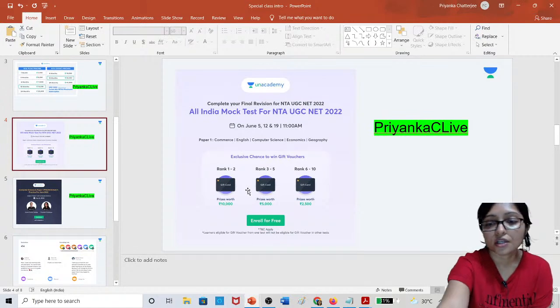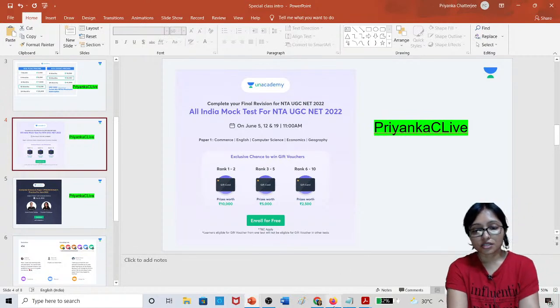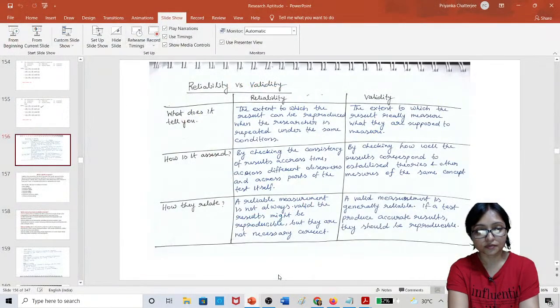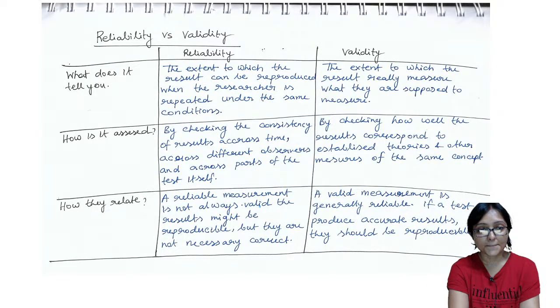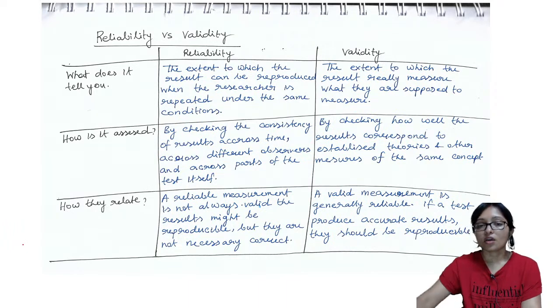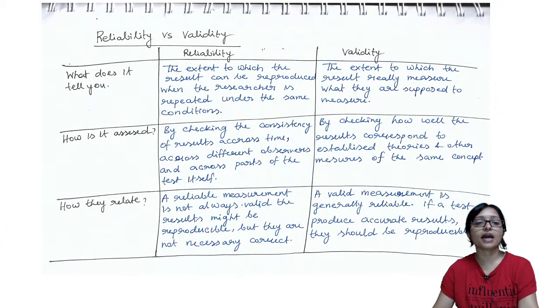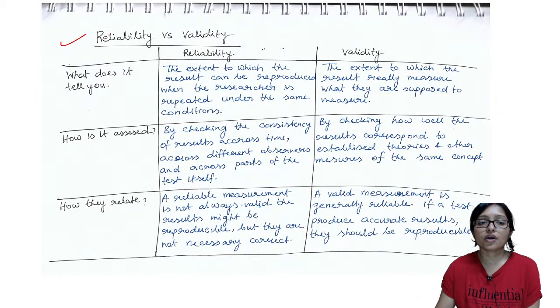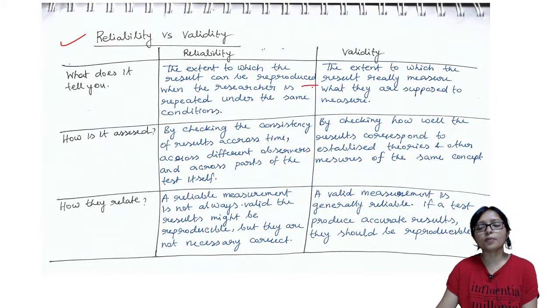So now let's start the topic. Let's go to the concept and then to the questions. First of all, what is reliability and validity? Reliability means something is reliable when we can say reliable and when we can say valid. So reliability means the extent to which the result can be reproduced. I think on the first day also we discussed reliability and validity, but I am repeating one thing.